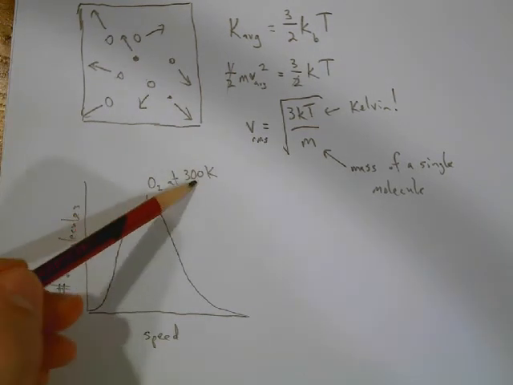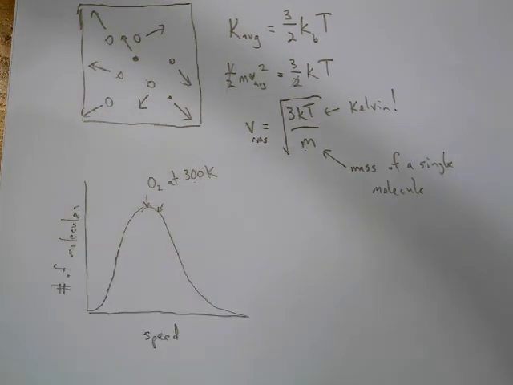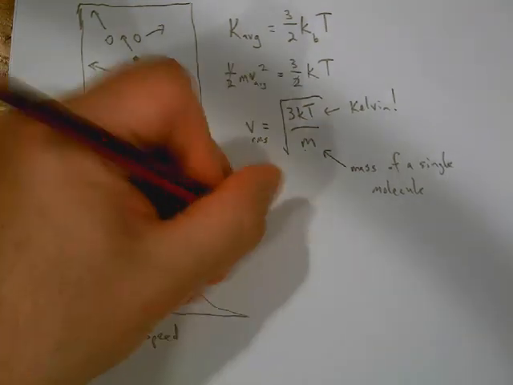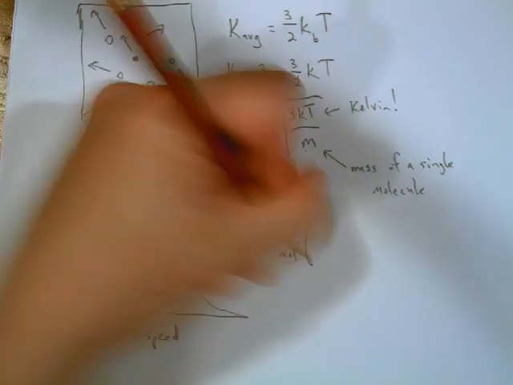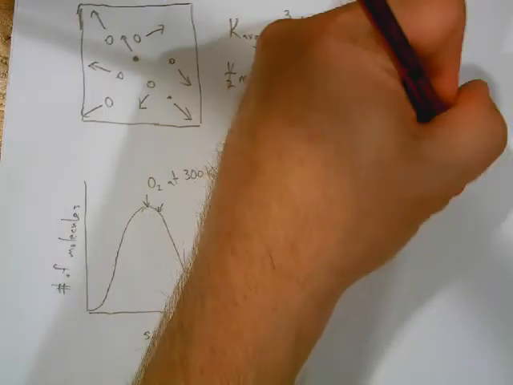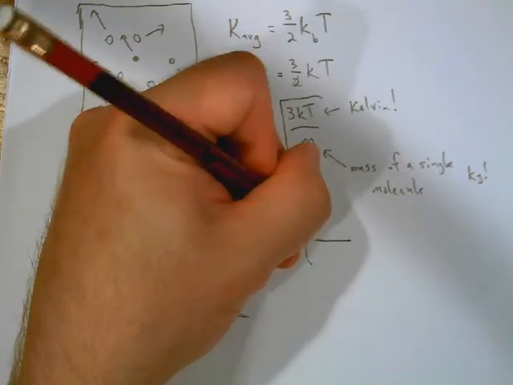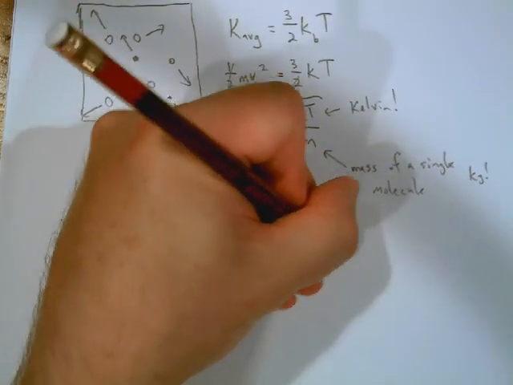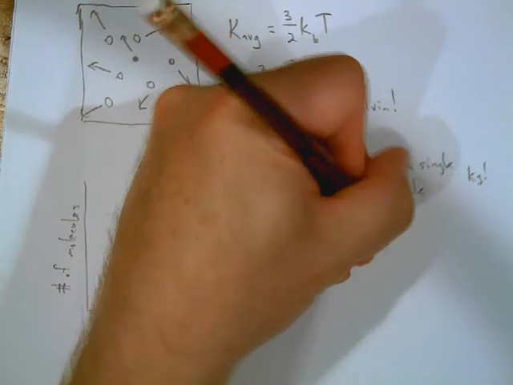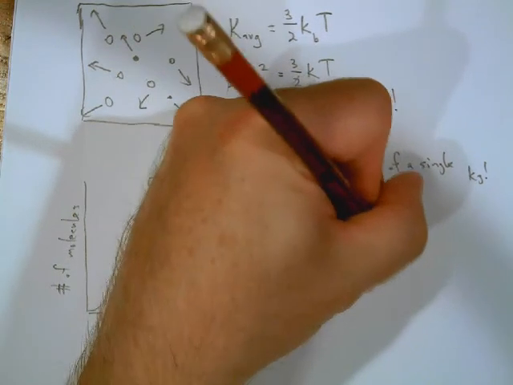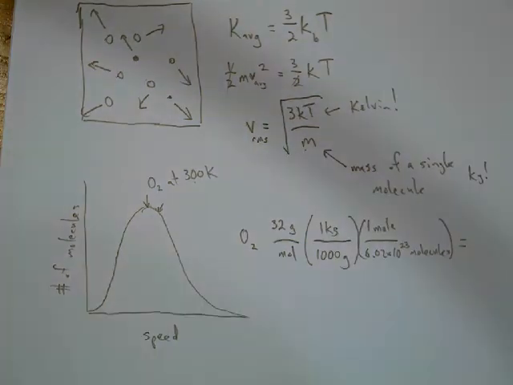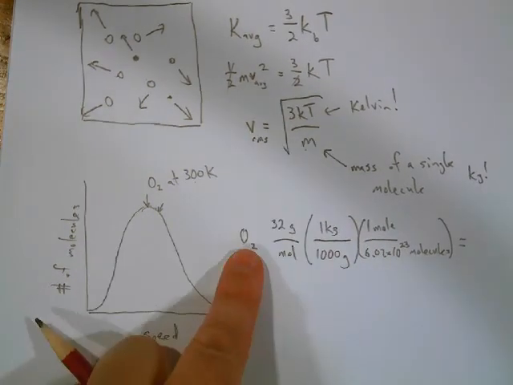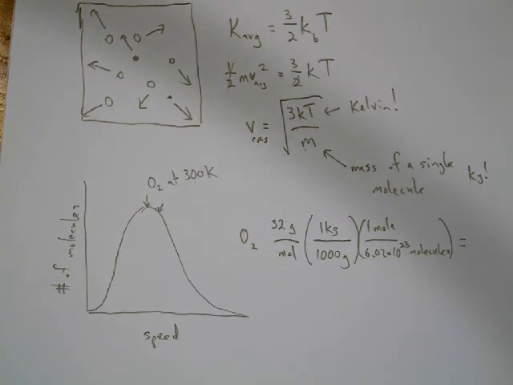So if you had oxygen at 300 Kelvin, you would have to figure out the mass of a single molecule. Remember, to do that, you would say, well, O2 is 32 grams per mole. Then you would convert that to kilograms, because this mass has to be in kilograms. So you would say 1 kilogram is 1,000 grams. And then 1 mole is 6.02 times 10 to the 23rd molecules. That would tell you the mass in kilograms for a single O2 oxygen molecule. Hopefully that makes sense.